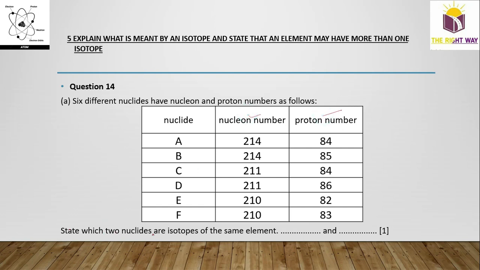State which two nuclides are isotopes. Isotopes have the same proton number, so 84 and 84. All the others are different from each other. So your A and C are isotopes of one another because they have the same proton number.